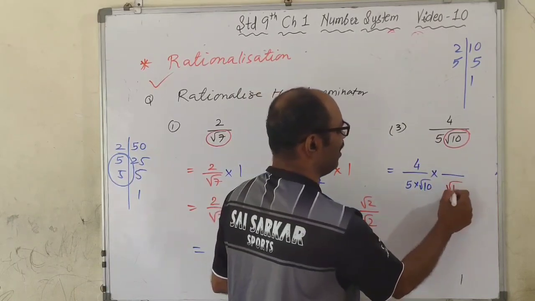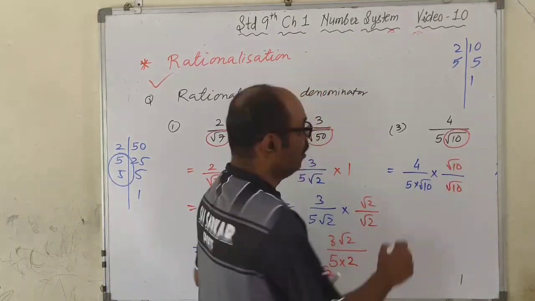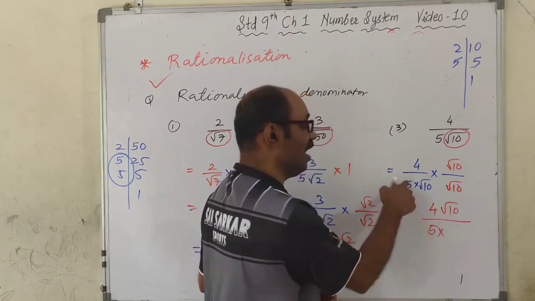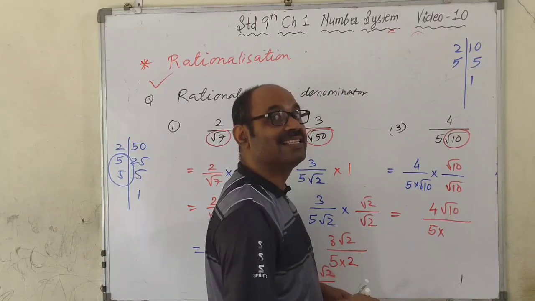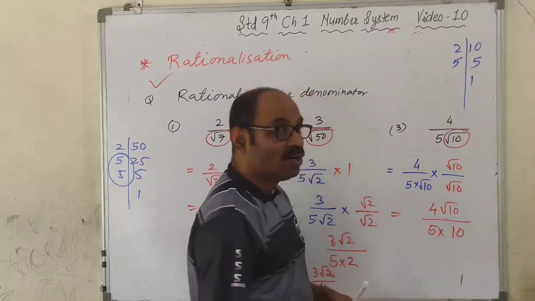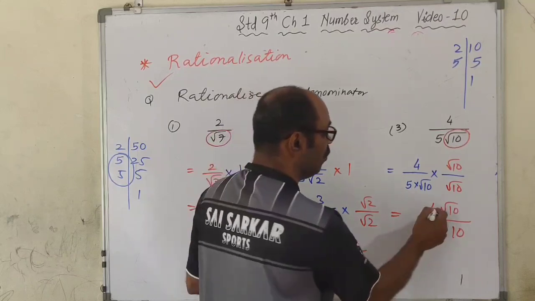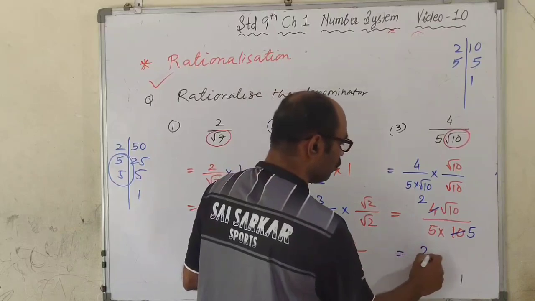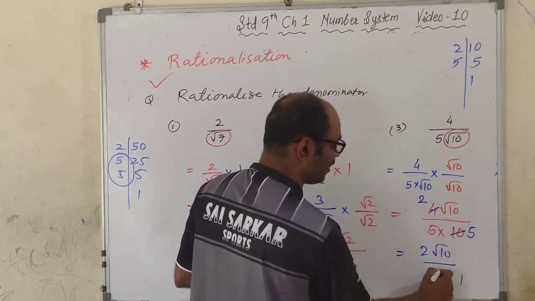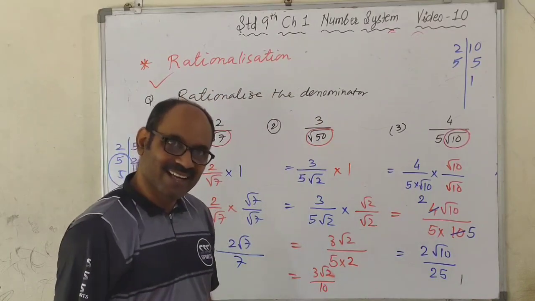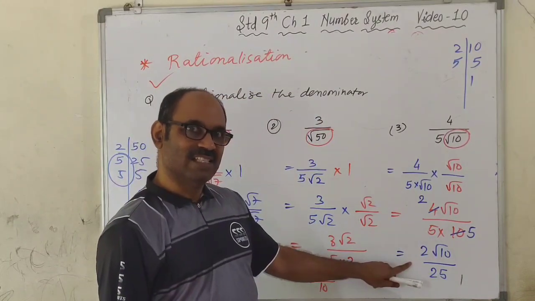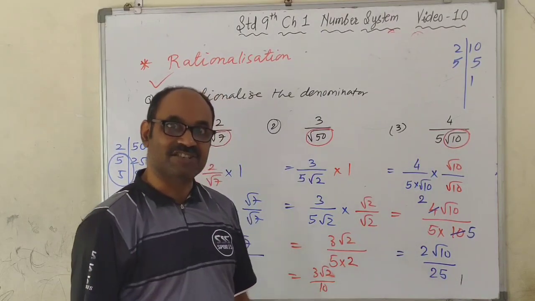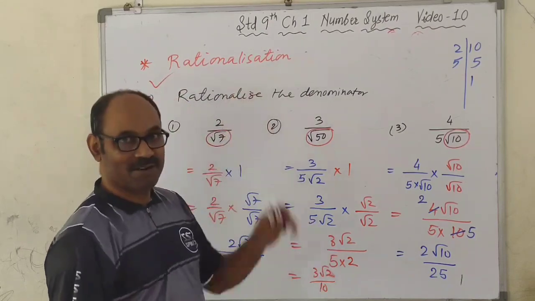So here I multiply and divide by root 10. In the numerator you have 4 root 10. In the denominator you have 5 as it is, and root 10 into root 10 is 10. Yeah, some further simplification can be done. 2 twos are 4, 2 fives are 10. Now it is in simplified form. So 2 root 10 upon 5 fives are 25. Correct? So this is rationalized. The denominator was irrational, and now the denominator has a completely rational number. That process is called rationalization.